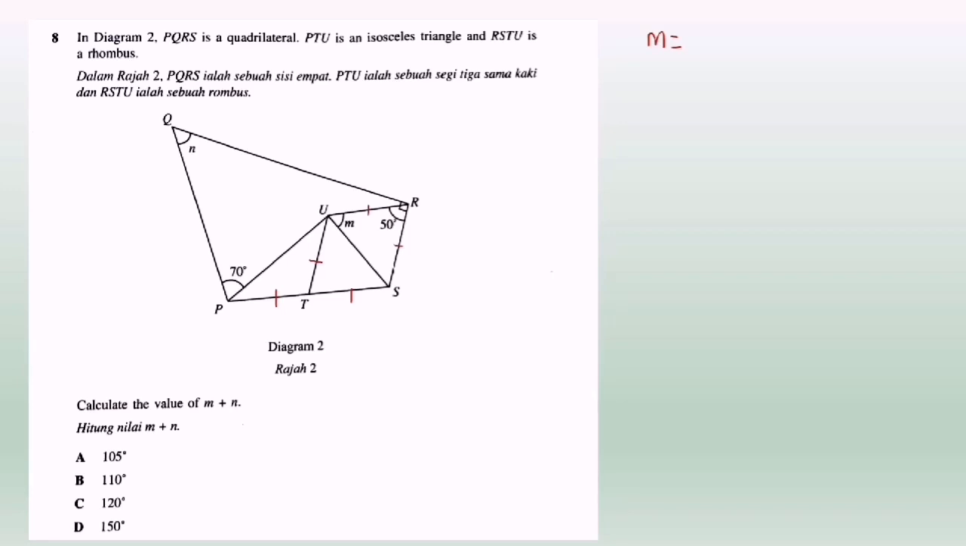So to find m, it is 180 minus 50 degrees divided by 2. So m equals 65 degrees. And you know, for a rhombus, we have two pairs of parallel lines. This line is parallel to this one. So we use interior angles to find the angle TSR. The angle TSR is 180 minus 50 equals 130 degrees.